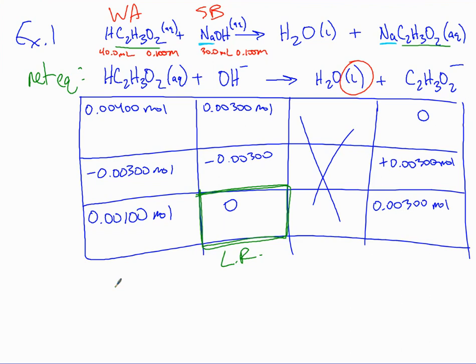If you, for some reason, decided to try to use this one as the limiting reactant, you would subtract 0.004 here, and you get a negative number here. Can't do that. No good. So if you get a negative number down here, it means the other one was the limiting reactant.